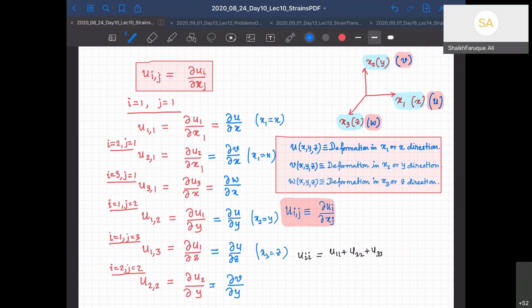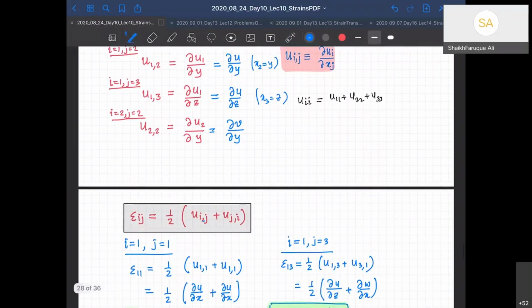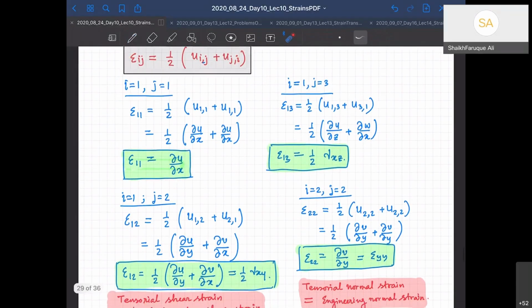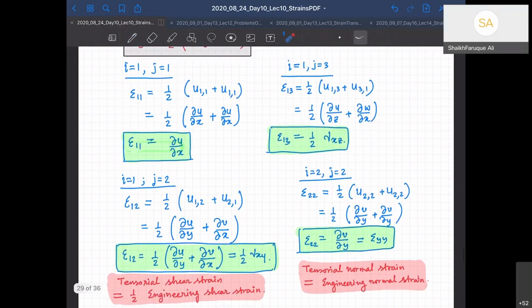I'll pause, resume. Now, if you find the strains, the strain has to be in this format. And I have derived for a few of them here. You can go through this and you will see that these are all done. So tensorial normal strain and engineering normal strain are equal. But for shear strain, they are not equal. There is a half relationship there. So you have to just pay attention there and do it.